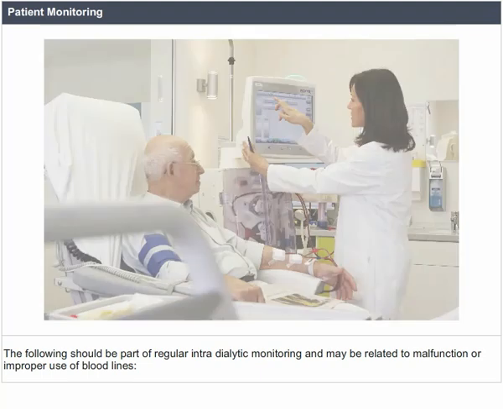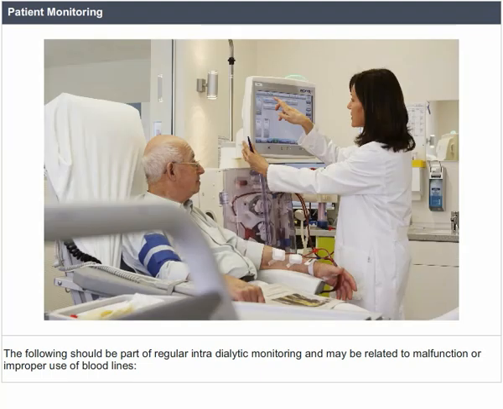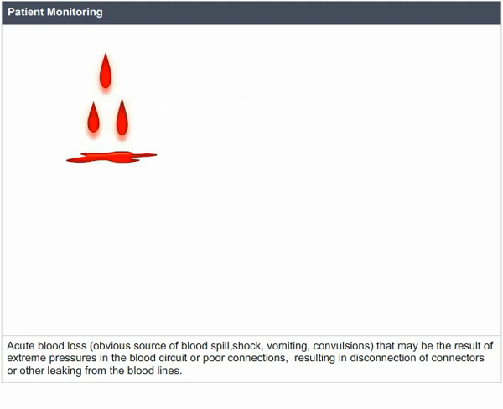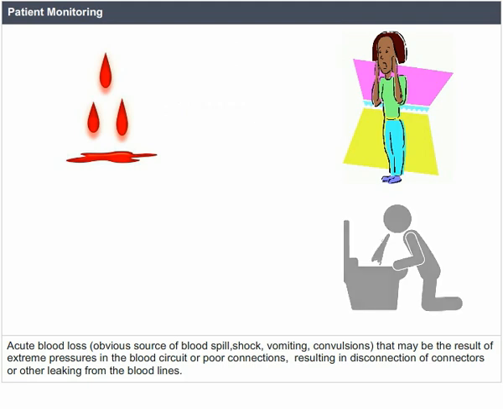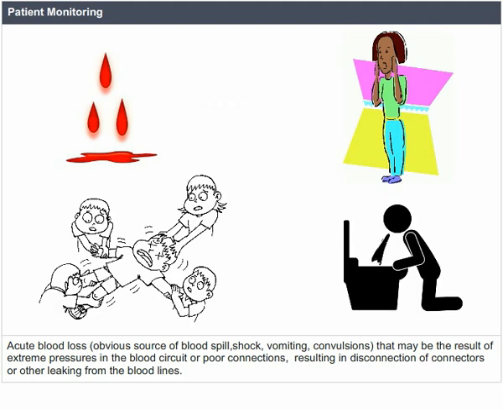Patient monitoring. The following should be part of regular intradialytic monitoring and may be related to malfunction or improper use of blood lines. Acute blood loss, obvious source of blood spill, shock, vomiting, convulsions. That may be the result of extreme pressures in the blood circuit or poor connections, resulting in disconnection of connectors or other leaking from the blood lines.